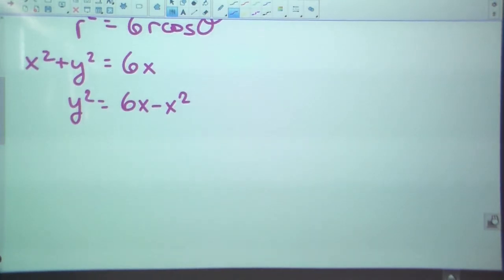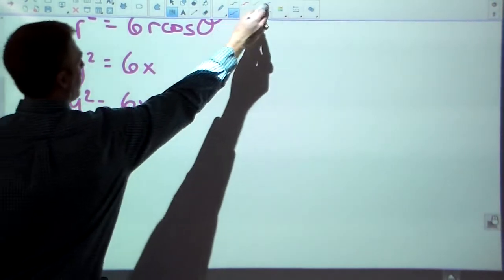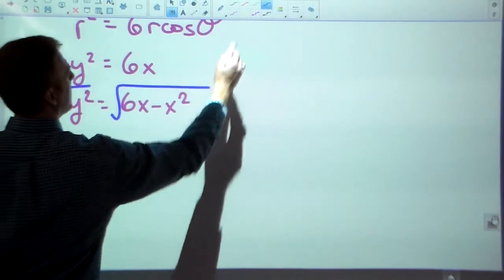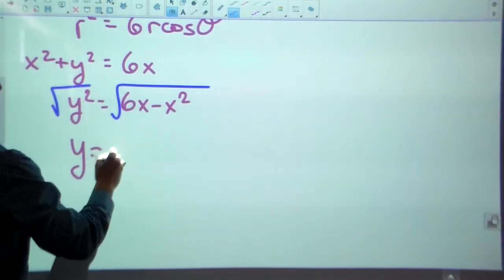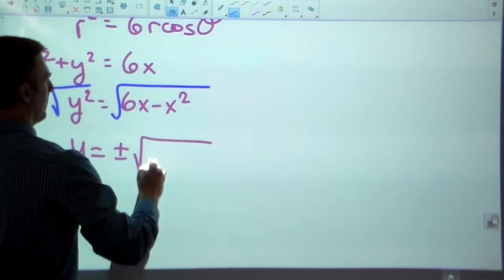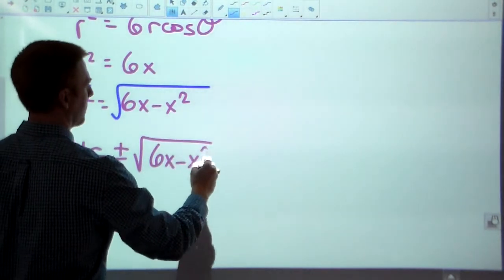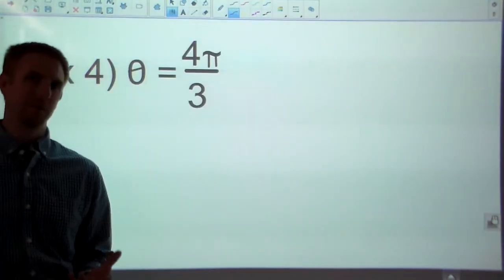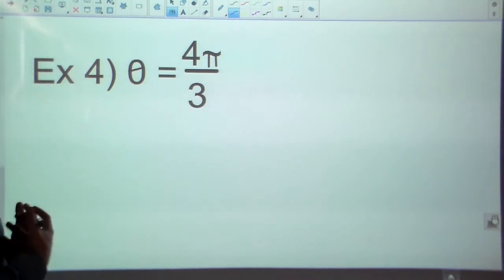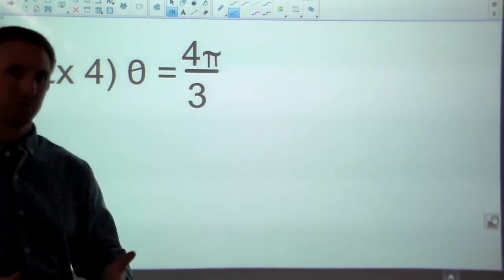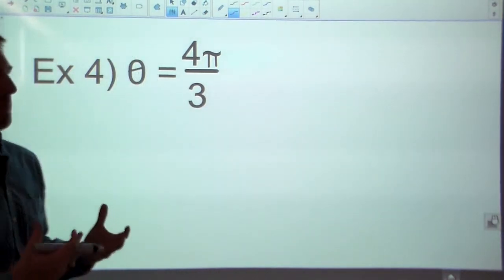And I just need to take a square root, solve for y. So square root of both sides. And that should do it. Y equals plus or minus the square root of 6x minus x squared. This example is kind of tricky. It reminds me of the equivalent of x equals a vertical line in function mode.